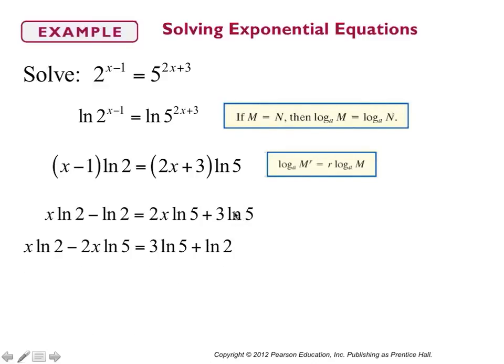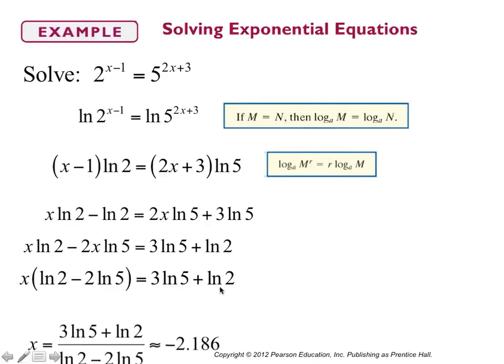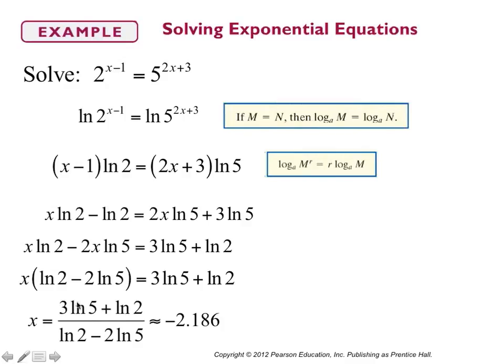So what we've done is we've moved this 2x ln 5 over to the left-hand side by subtracting, and we've moved this negative ln 2 over to the right-hand side by adding. And then we factor out an x, so we have x times (ln 2 minus 2 ln 5) equals 3 ln 5 plus ln 2. And then we divide both sides. It looks really nasty, but this is your exact answer here. You have x equals (3 ln 5 plus ln 2) divided by (ln 2 minus 2 ln 5), which is somewhere around negative 2.186.